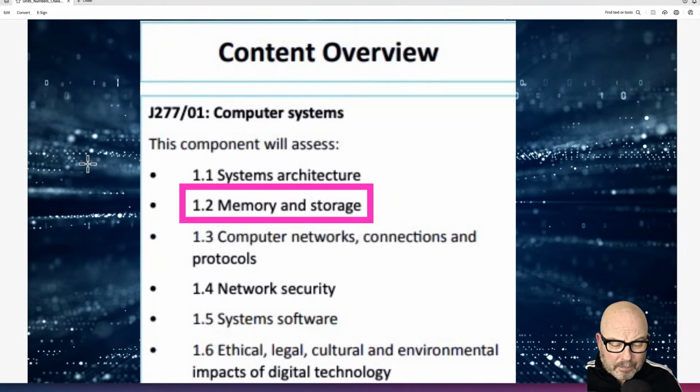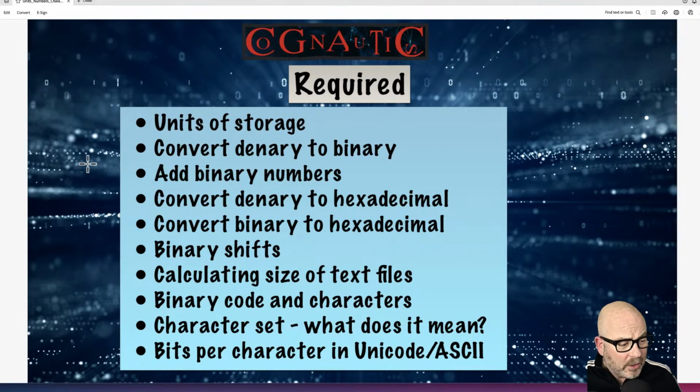Today, 1.2 memory and storage. So this is the list.